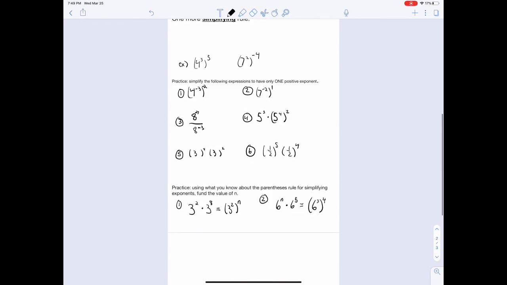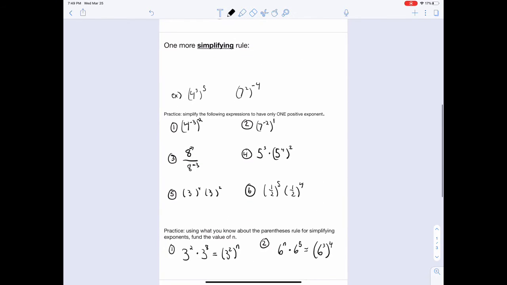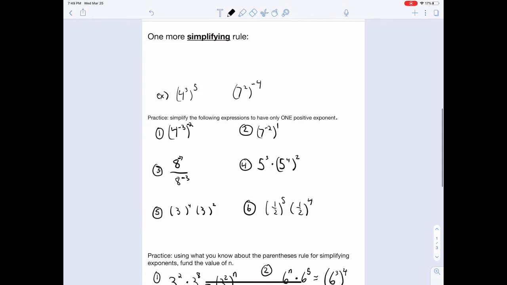All right, so here's the one new thing we're learning. This is all we've got for the rest of the day. Technically it's called the power rule. I'll write that down for you. But I like to call it the parentheses rule, because we're using parentheses. And this is what it says.